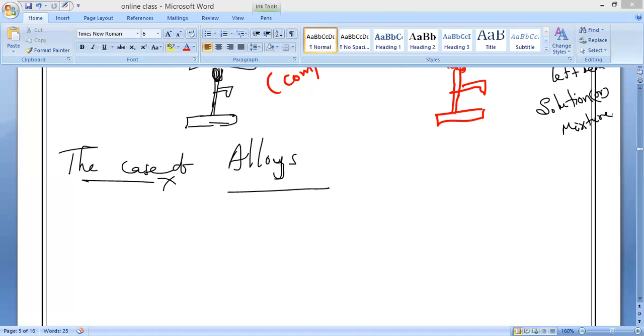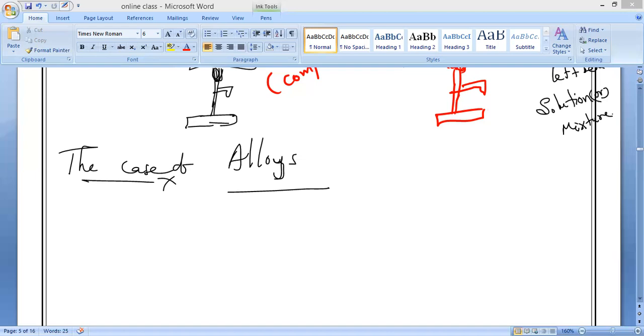In the case of alloys, even though mixtures can be separated into individual constituents with the help of physical methods, it is not possible to separate alloys. Then why should we call it a mixture? That is my question. In the case of alloys.